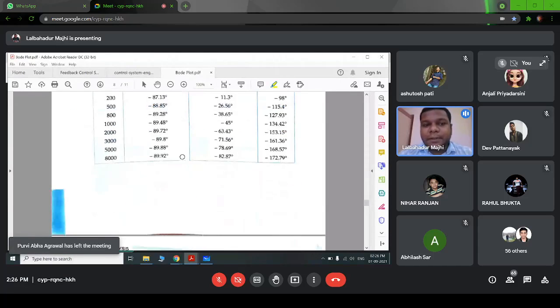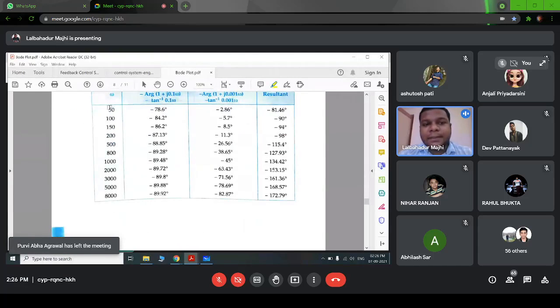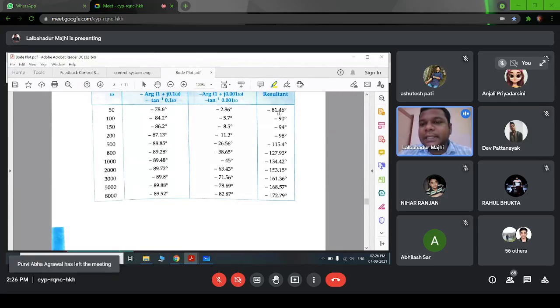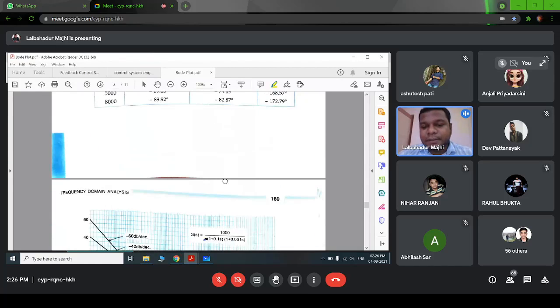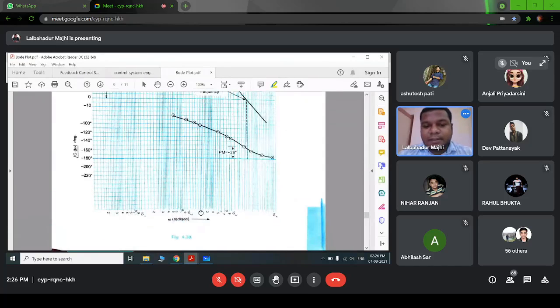So we can easily plot, right? For 50 radian per second, the angle is 81.46. For 100 radian per second, the angle is minus 90. So you can easily plot that. For 50 it was 81, and for 100 it is minus 90.